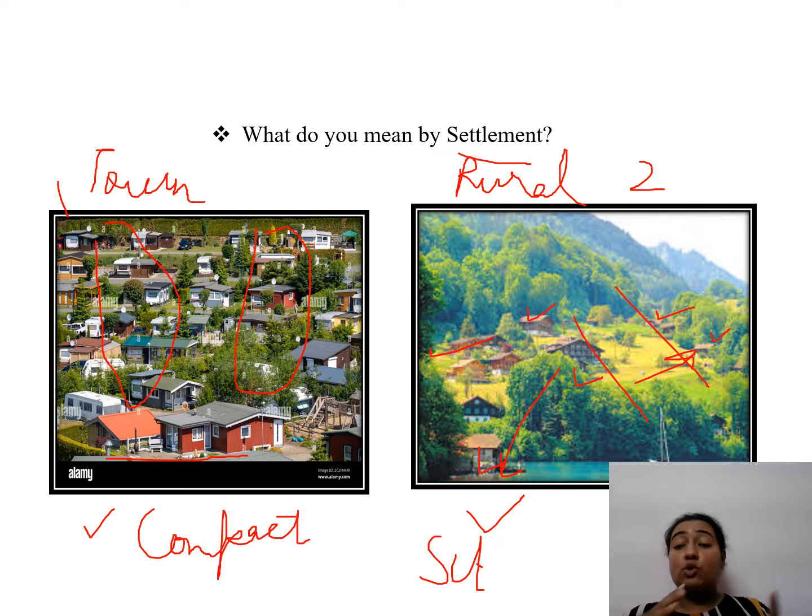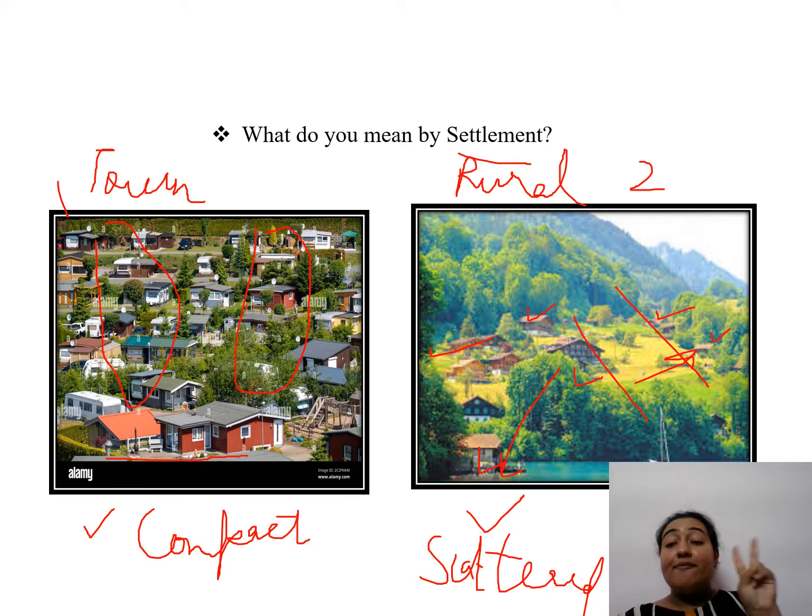They have comfortable open space. They have a house, front veranda, front playground, open courtyard, back open courtyard and everything. So they are not compact, they are actually scattered in nature. And scattered is spelled S-C-A-T-T-E-R-E-D. So they are scattered.